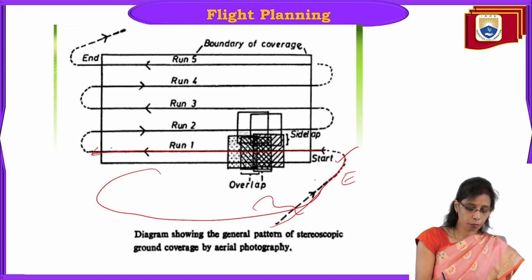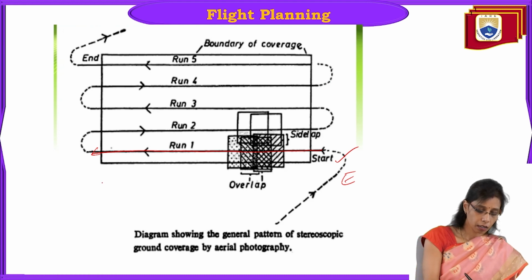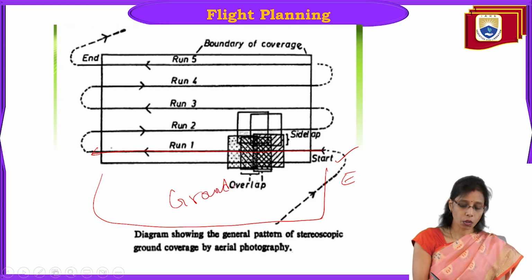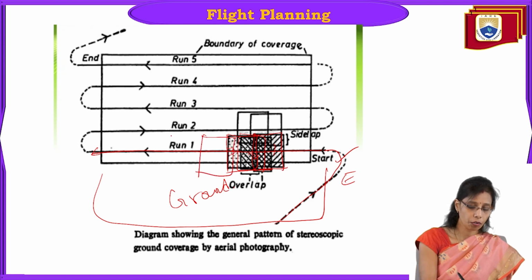So this is the area to be mapped, right? Let us say this is the ground which is to be mapped. What will happen is, when the flight takes a direction from here, it will start clicking the photos. This is photo 1, photo 2, photo 3, right? Now again here it will be photo number 4, photo number 5, photo number 6.